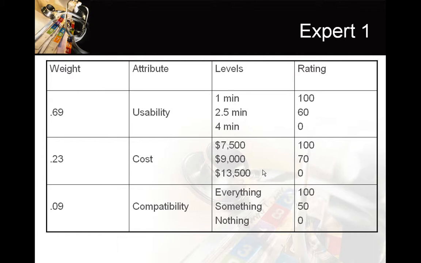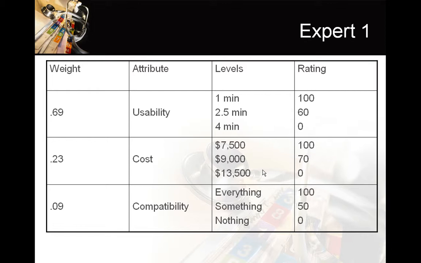Next, each attribute is assigned a level of importance relative to the others. This gives each attribute a weight rating, which can be seen on the left. Expert 1 selected usability, cost, and compatibility as the most important attributes. Usability was given a weighted score of 0.69, cost was given a weight of 0.23, and compatibility was given a weight of 0.09.